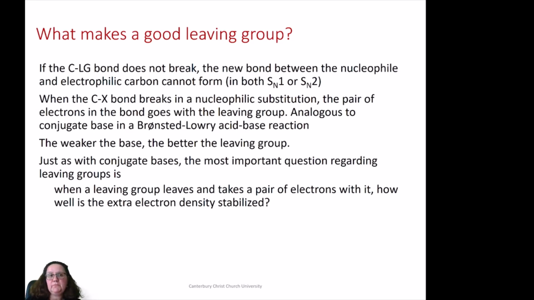So what makes a good leaving group? Well, it is important that a leaving group has the ability to leave the molecule. So it is important that that bond between the carbon and the leaving group breaks relatively easily. If not, the leaving group will not leave the molecule. And that is important in both SN1 or SN2 reactions. The leaving group must have a tendency to leave the molecule. When the bond between the carbon and the leaving group breaks, the leaving group goes away with electrons. It takes away the electrons from that bond. So it is important that the leaving group is able to stabilize well those electrons, that negative charge.